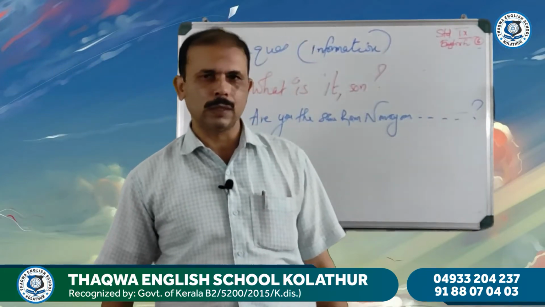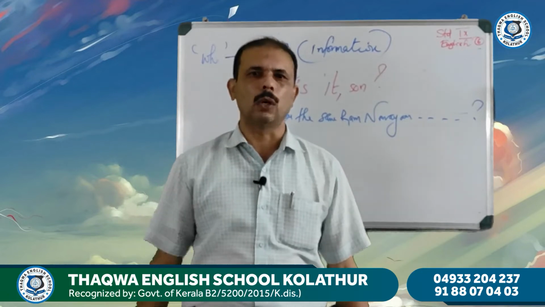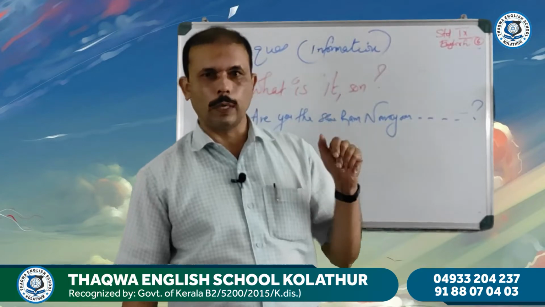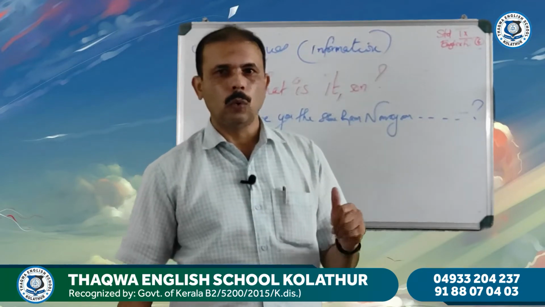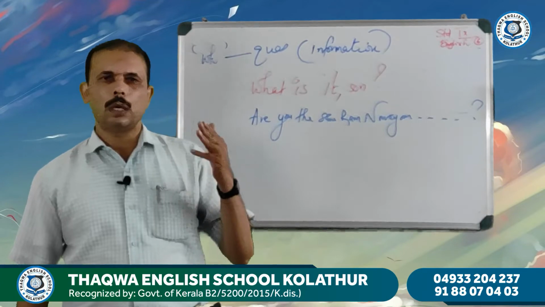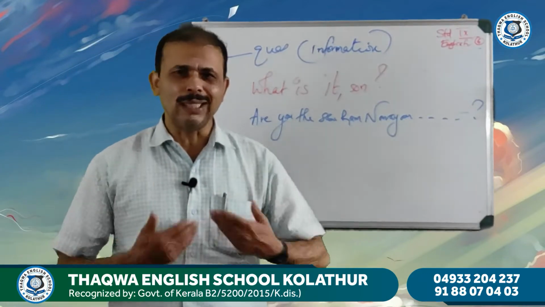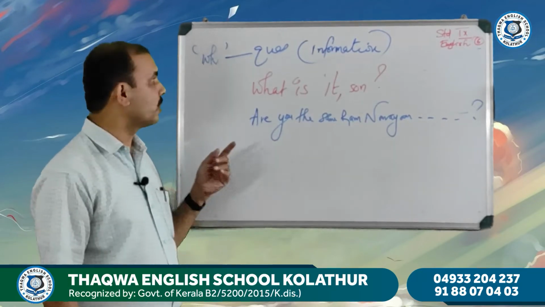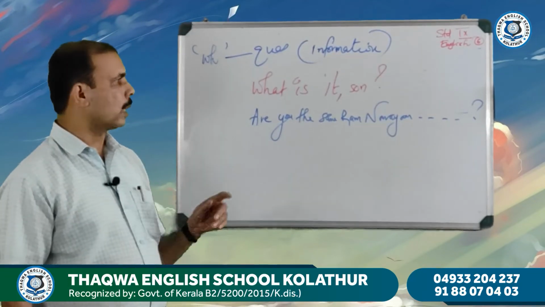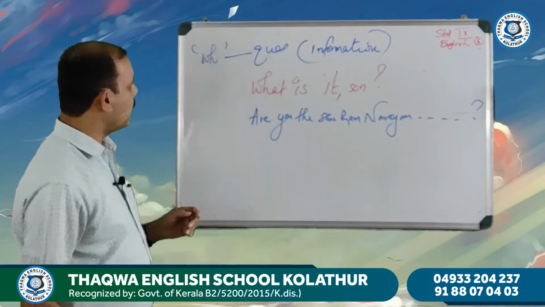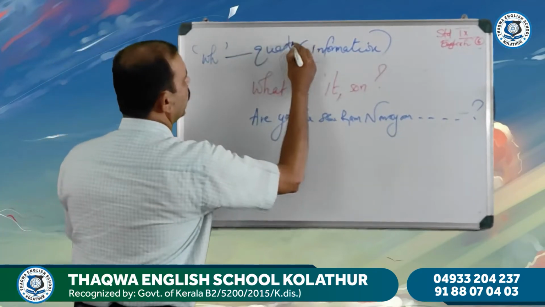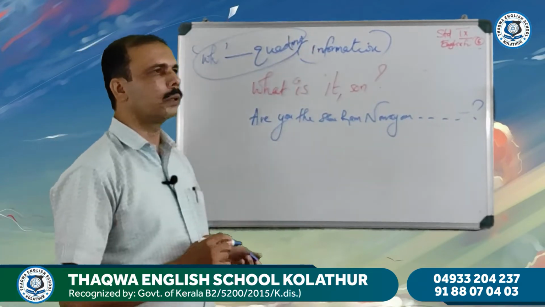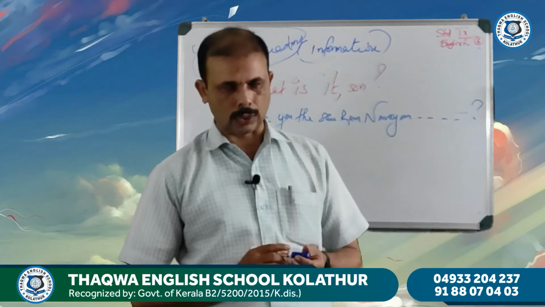So what are the question words? How many question words do you know? What, which, where, when, how, who, how many, how far, how often. In this way, a lot of question words are there. Such questions are called informative questions, or generally we say WH questions.